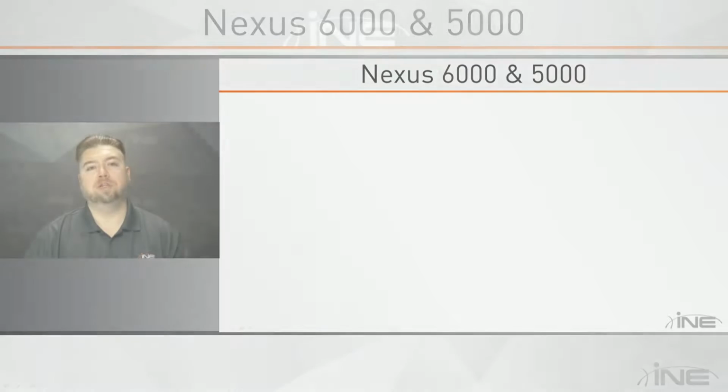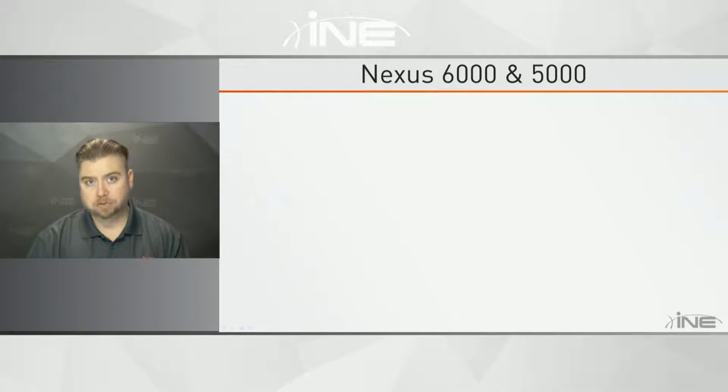Okay, the other main platform we're going to look at is the Nexus 5K. We have these grouped in here with the Nexus 6000 as well, which the new Nexus 5600s are actually the Nexus 6K rebranded as the 5K. So they're basically the same platform. I think the Nexus 6K customers were kind of confused as to where it specifically fit in terms of its role in the network. So it's being rebranded as the 5K, which people are generally more familiar with.